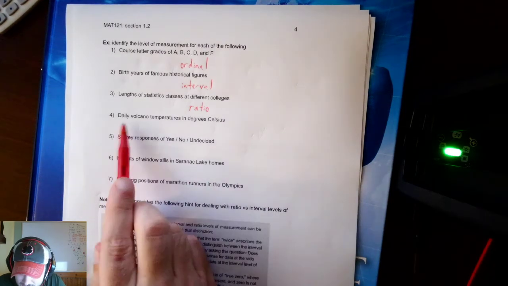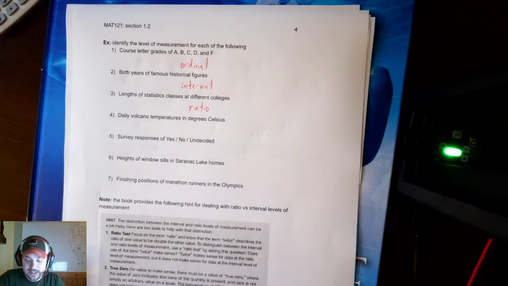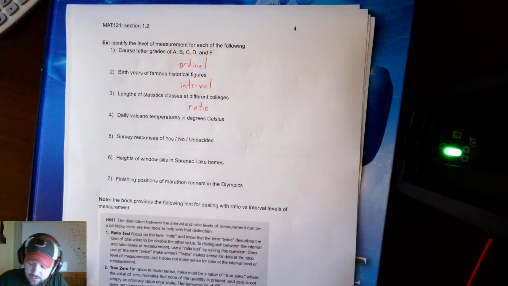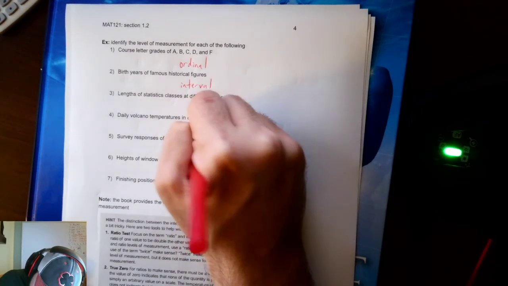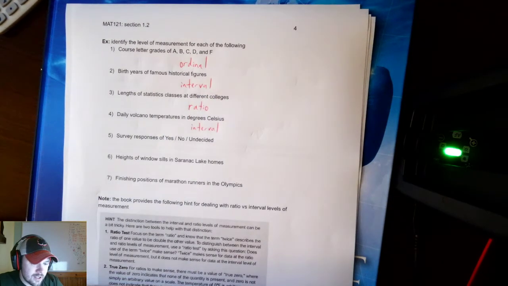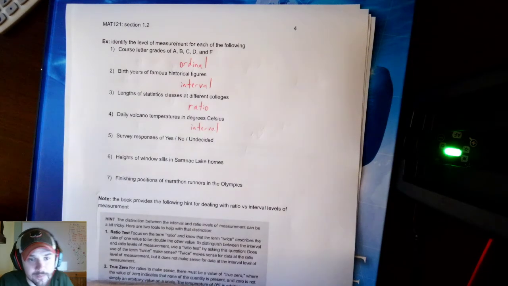Next, daily volcano temperatures in degrees Celsius. Well, I already know they're numbers, and I already know temperatures have an order, and I know temperatures do not have a true 0. That automatically means it has to be interval. Temperatures are always interval, right? Because you can always subtract and compare temperatures, but you cannot have a true 0. 0 degrees Celsius is still a temperature.